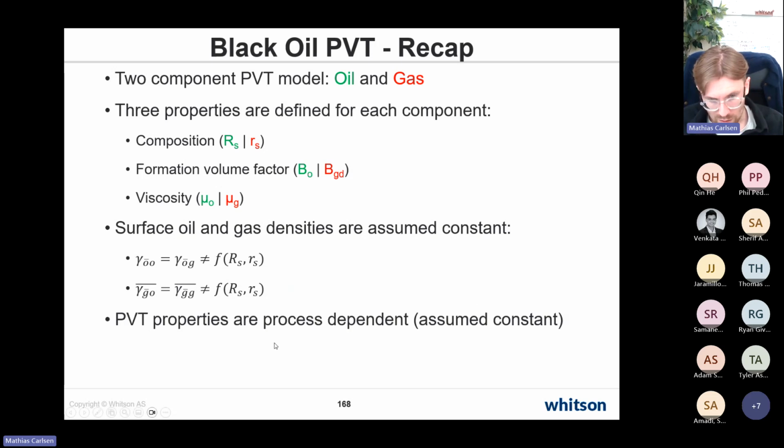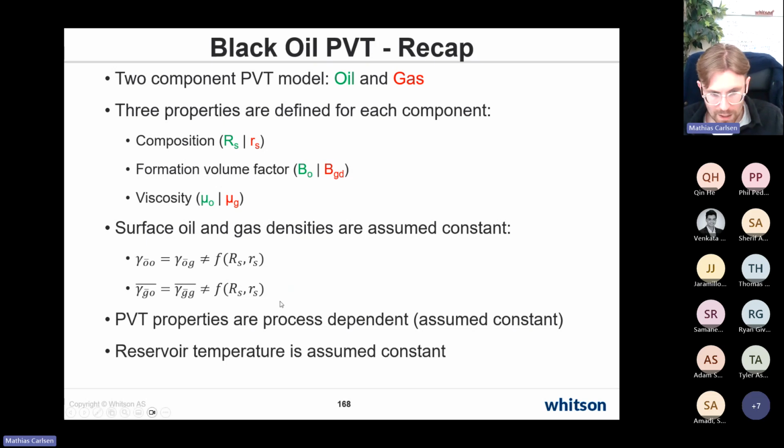You also, as we mentioned 2 times before, will see that the PVT properties are process dependent, so they will change depending on your assumption of the surface process. And in general, the reservoir temperature, as I mentioned, is assumed to be constant.